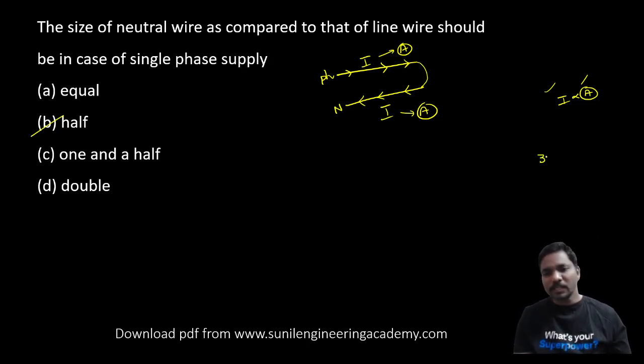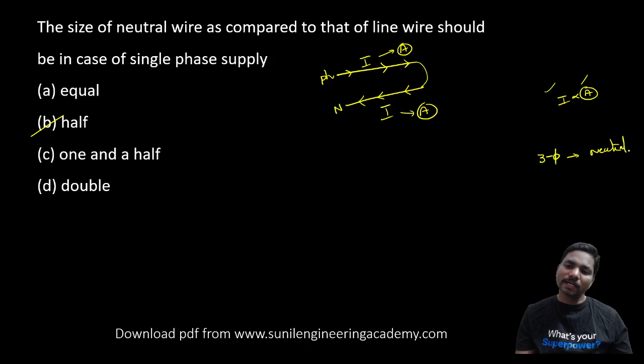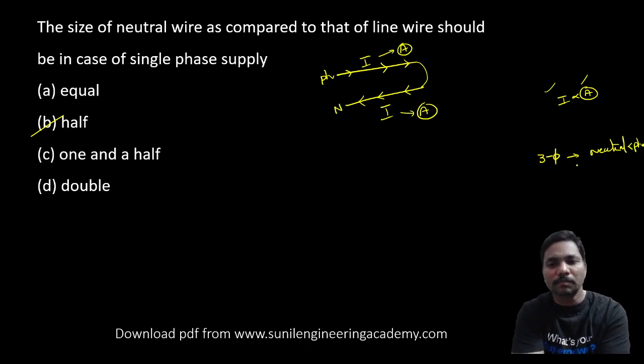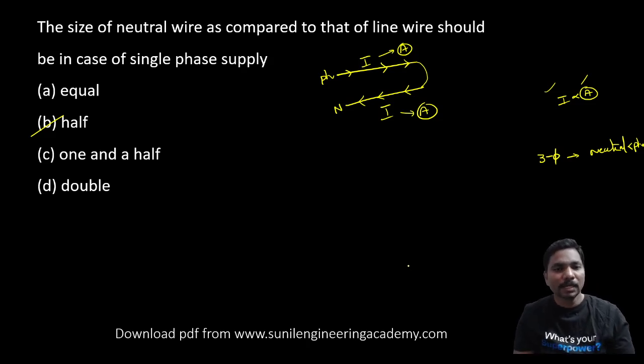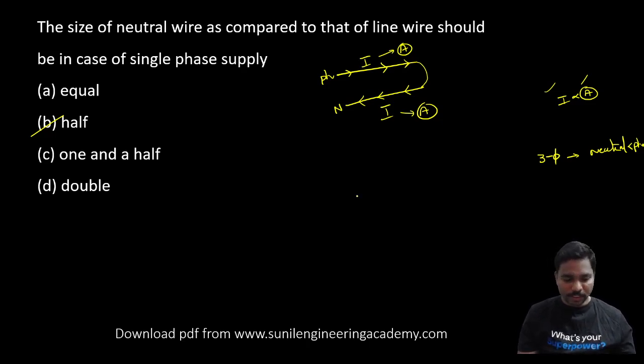In case of three-phase, you can take a neutral wire smaller than the phase wire. Why? Because in a three-phase system, generally no current is flowing through the neutral. Only whenever there is an abnormality is there a current flow through the neutral. So that's why the neutral size may be less in the three-phase system. But in a single-phase system, it must be the same.